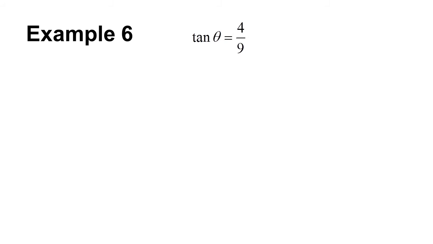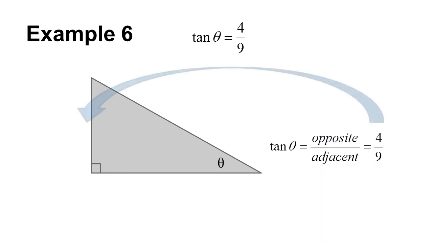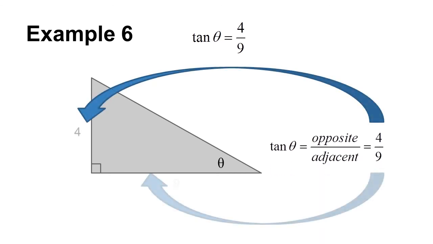In a similar way, if we're told that the tangent of an angle is 4 over 9, we can draw that triangle, because we draw a right-angled triangle and we name our angle theta, and then we know that tangent is defined as opposite over adjacent, so we write the 4 on the opposite side and 9 as the adjacent side.